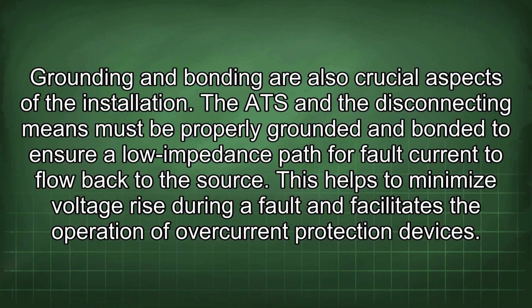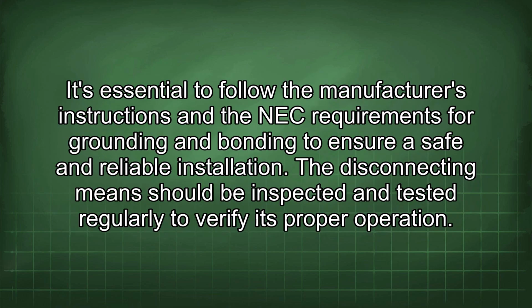Grounding and bonding are also crucial aspects of the installation. The ATS and the disconnecting means must be properly grounded and bonded to ensure a low impedance path for fault current to flow back to the source. This helps to minimize voltage rise during a fault and facilitates the operation of overcurrent protection devices. It's essential to follow the manufacturer's instructions and the NEC requirements for grounding and bonding to ensure a safe and reliable installation.